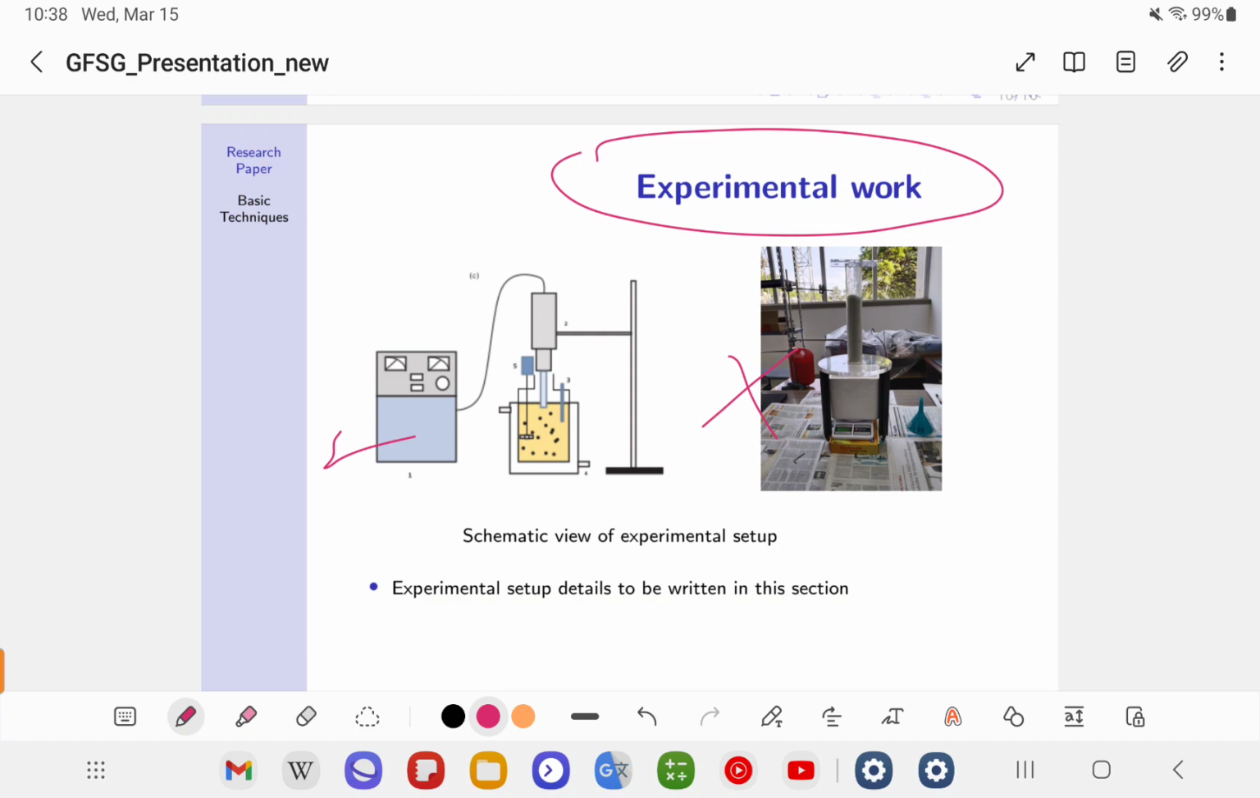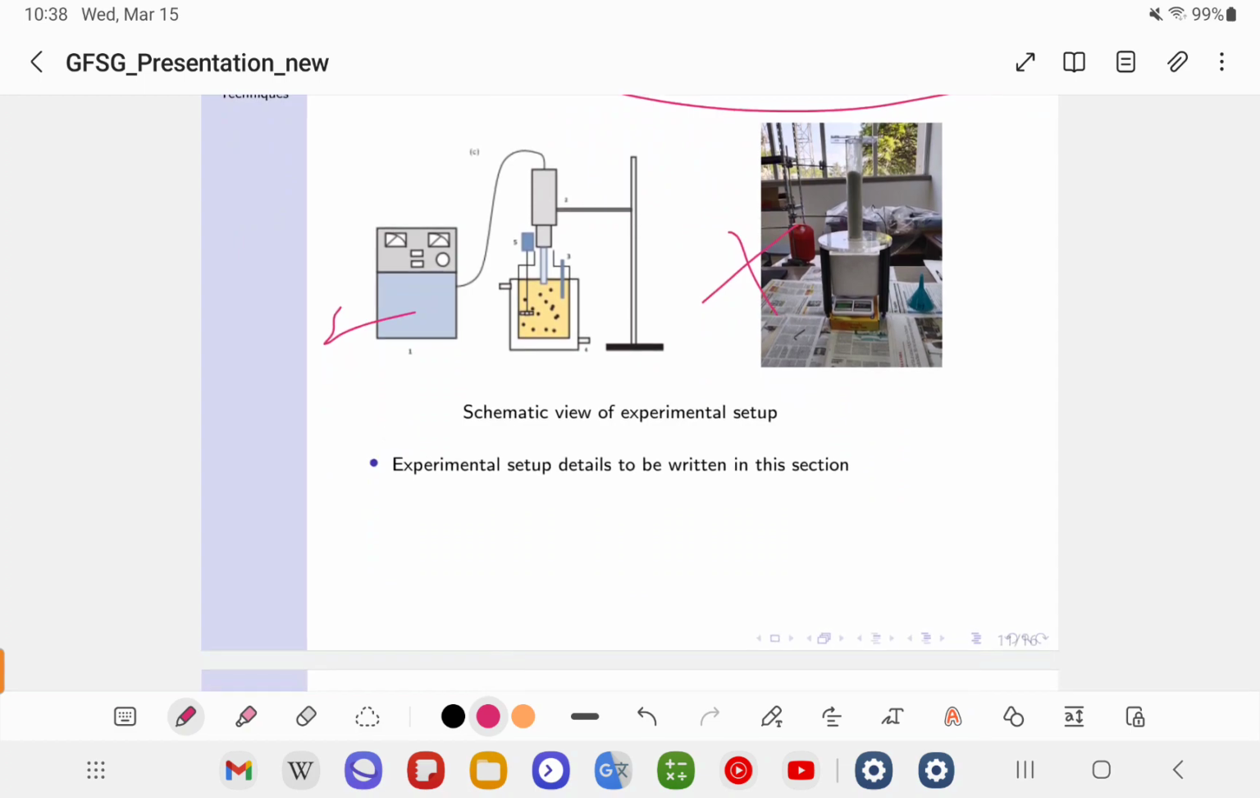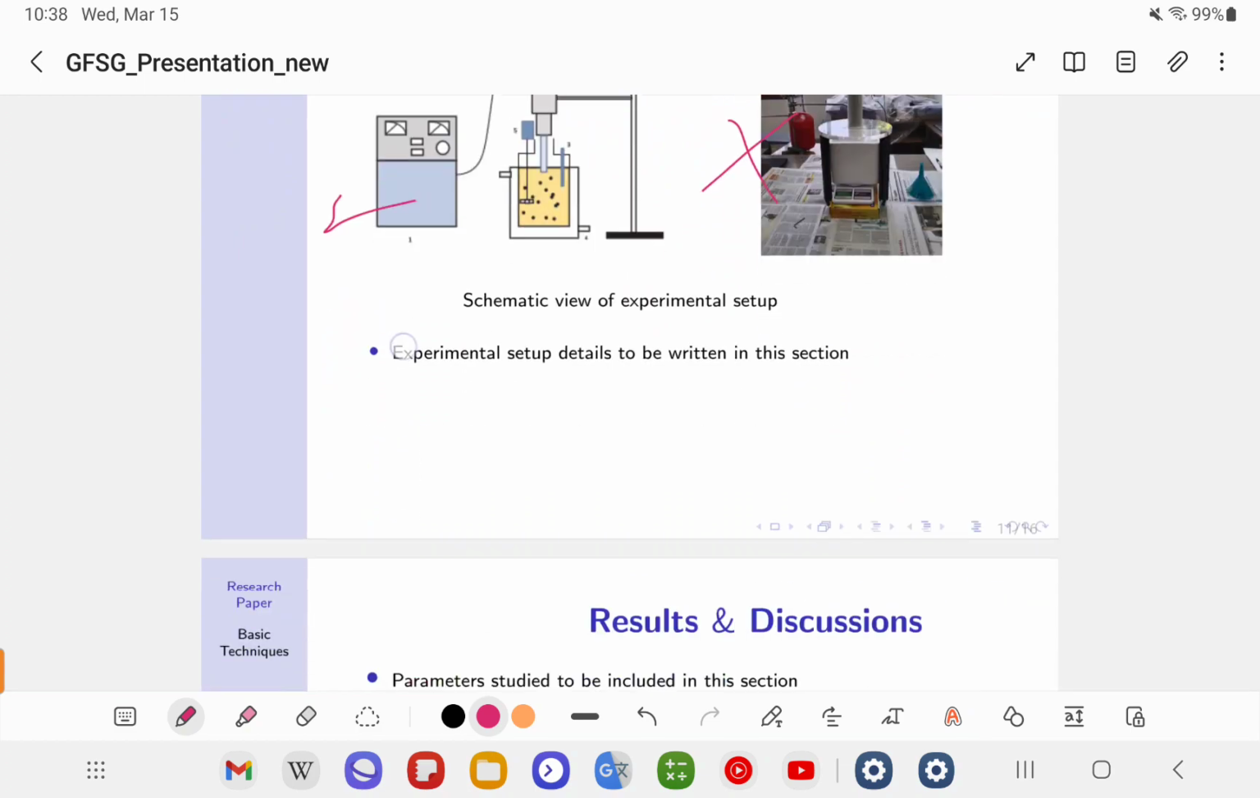In the experimental work section, you have to write the detailed experimentals, like the specifications of this motor, probe, chemicals, everything. That will give you a better idea in this. You can take help of other papers while writing this.